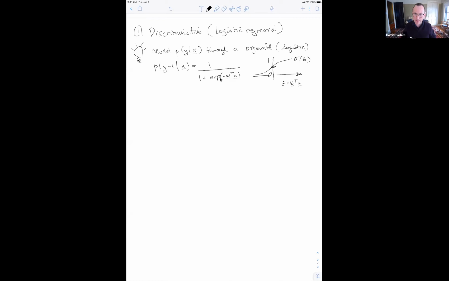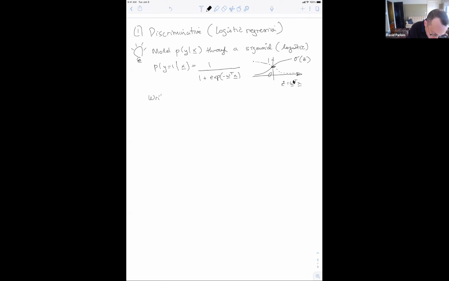Also, just to point out that if I was asking you for the probability of y equals 0, then I would just take 1 minus this, and the curve would kind of look like that. So that's my probability of y equals 0, which is 1 minus my probability of y equals 1. And by symmetry, you can see that I'm going to be able to get that by essentially negating this value. I'll use that in a second.